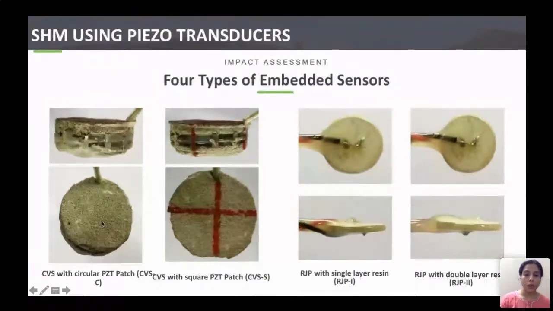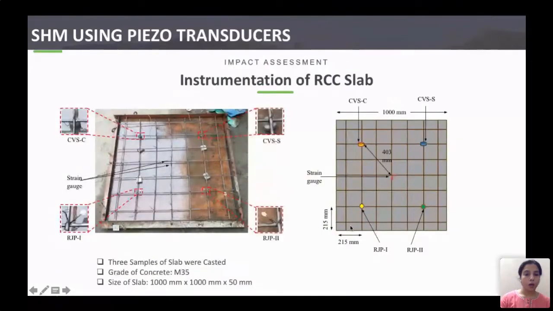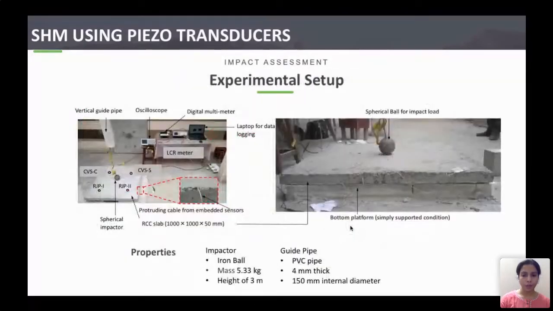These were the circular sensors and the square sensors embedded in the cement mortar and an adhesive layer. So this is how the sensors were instrumented in the slab. It was a 1 by 1 meter slab, and 3 samples were cast. And this is how the impact was applied on the slab using a steel ball.